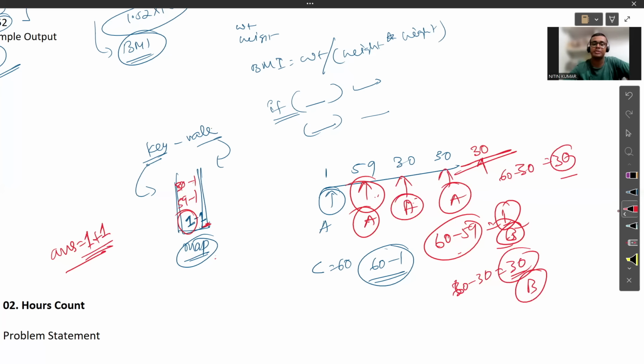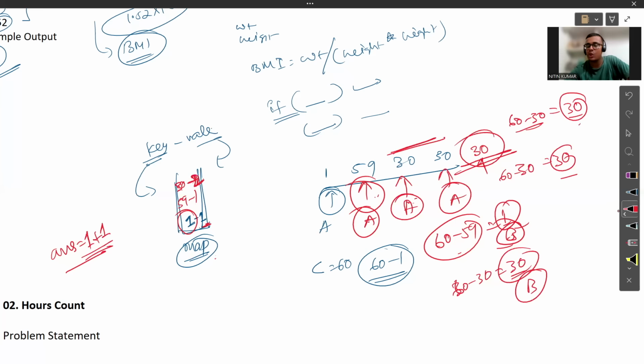So 30 is already present in the map and its corresponding value is 1. So we have to increment it to 2. Clear enough? Now the 30 is pointing to the last value. Again, check 60 minus 30. Whether B is present, which is value 30. Yes, it is present. How many are the count? 2 counts are there.